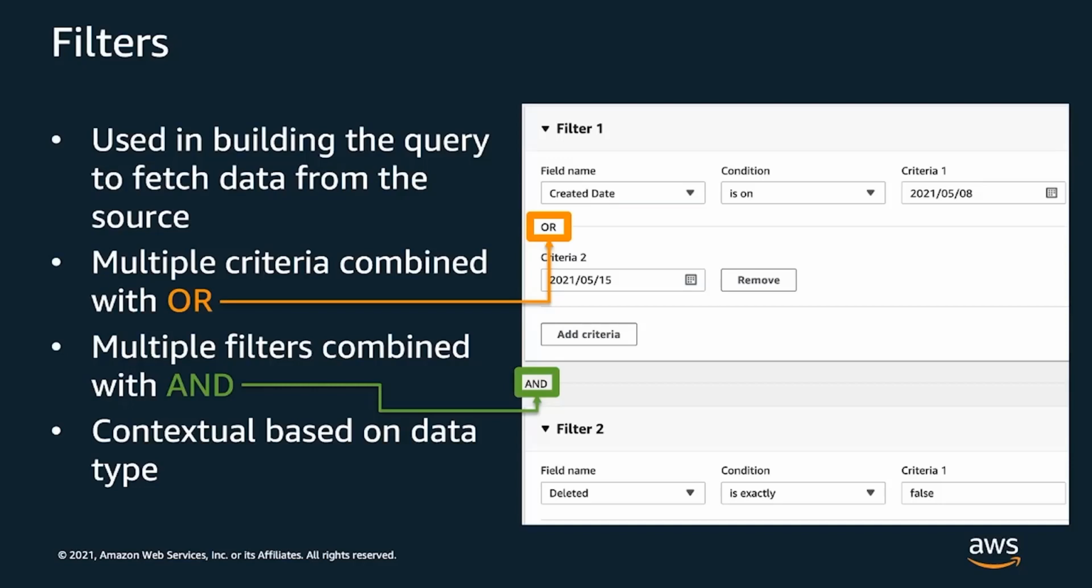And then the filters are also contextually based on data type. So if you have text, then you can say, it must match this. If it's numbers, you could say it must be greater than this or less than this. If it's dates, you can do between. So there's a lot of flexibility, and again, it's contextual based upon the data type of the field you are filtering upon.